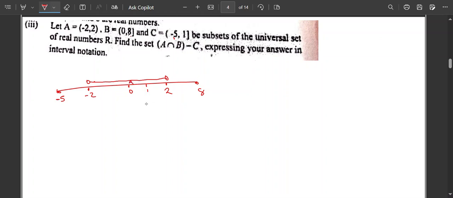Okay, then we have B as well. So B ranges from 0 to 8. So 0 here. Then it's now closed at 8, so I'll use this dot here. Then from there, I also bring C. C is now having 5, which is open, then to 1. So 1 there, which is closed, then to 5 which is open.